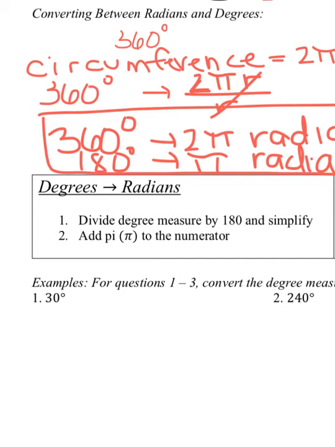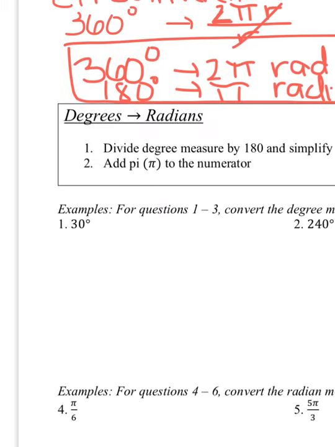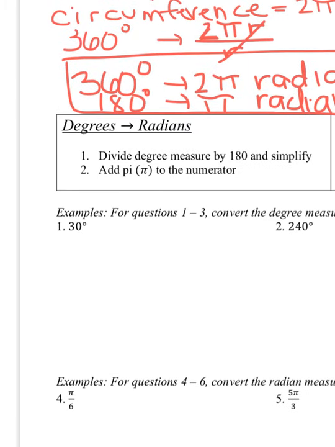Okay, so let's just do those examples first. So if you look at the examples 1 through 3, I give you the degree, I want the radian. Okay, so that's my steps that I have on the left, going from degrees to radians. So this first example, 30 degrees, I'm going to take the degree measure, divide it by 180, and simplify that. So in the calculator, if you type in 30 divided by 180 and then you press math fraction enter, it'll give it to you as a simplified fraction. That simplified fraction is 1 over 6.